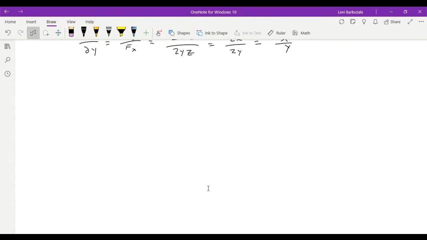Let's go ahead and move on to the last topic, which is directional derivatives. And gradients, of course.